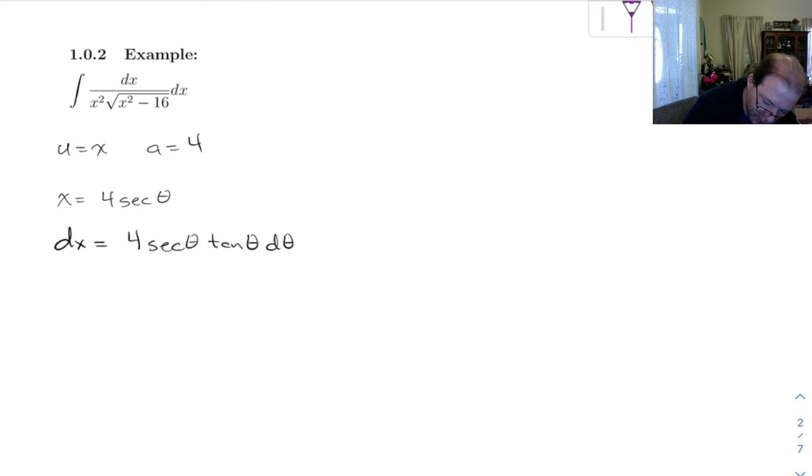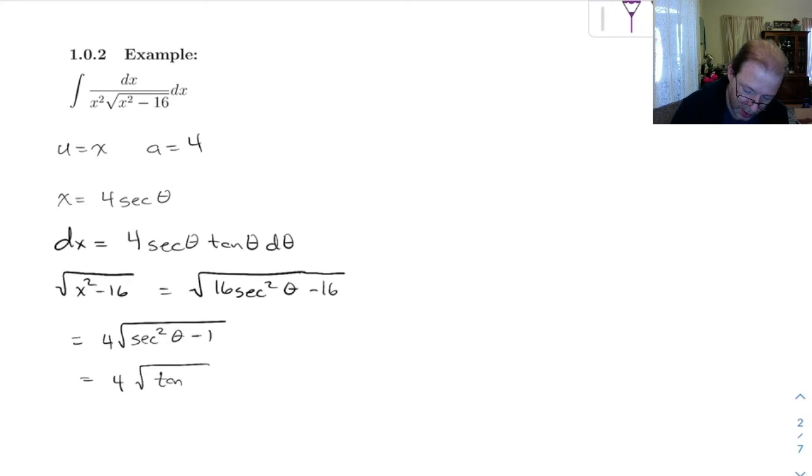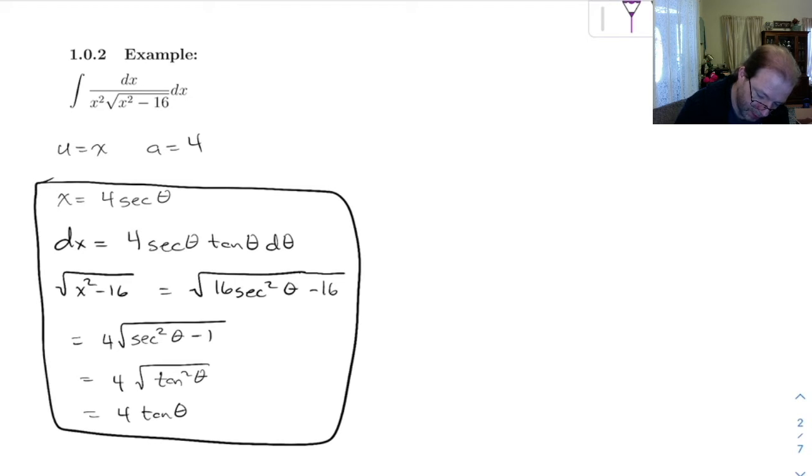I'm not going to draw my box yet because I want to do my radical. X squared minus 16. Let's see, x squared here is 16 secant squared theta minus 16. That's equal to, let's see, pull out the 16 to the outside, you get 4. Then you're left with secant squared theta minus 1. So that's 4 times tan squared theta under the radical. So you get 4 tan theta. All right, so this is all my substitution stuff.